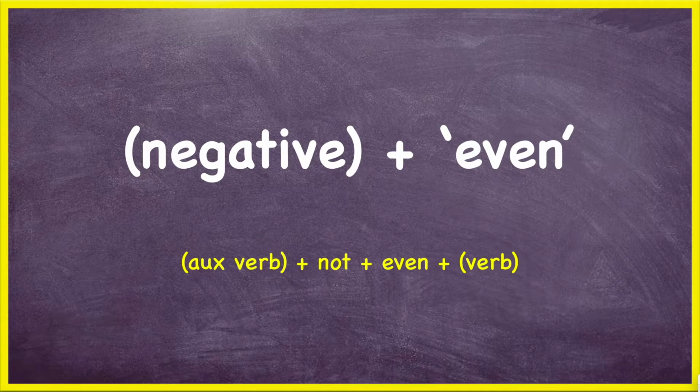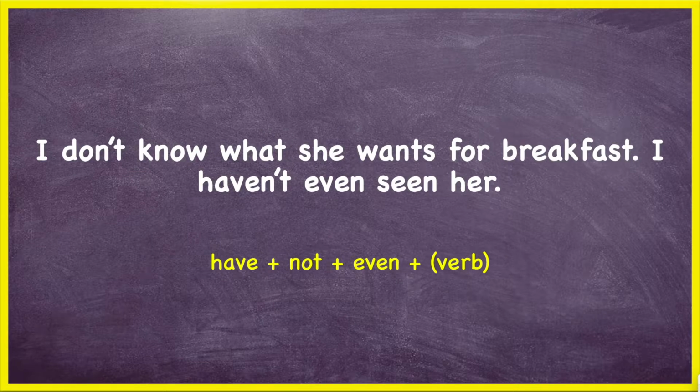All right, what about the negative? So negative plus even. You would use the auxiliary verb plus not plus even plus verb. By the way, you might also use never. So you can say not or never in any of these sentences. I don't know what she wants for breakfast. I haven't even seen her. So again, have not even plus verb. All right? I haven't even seen her.